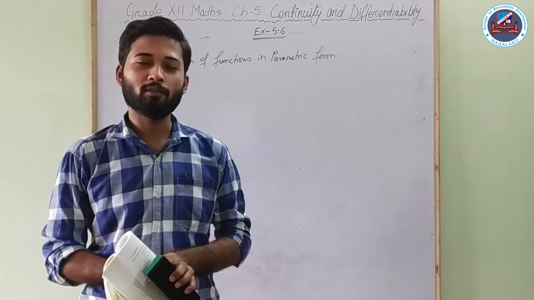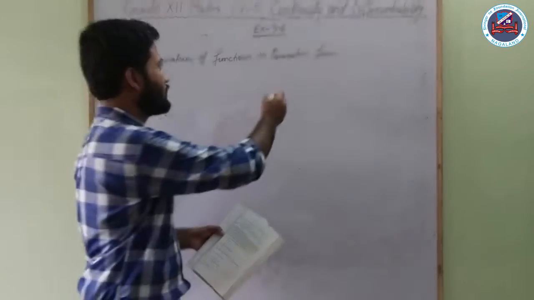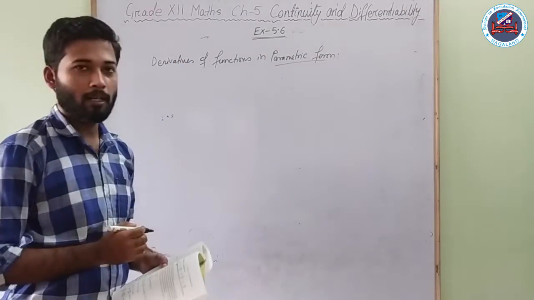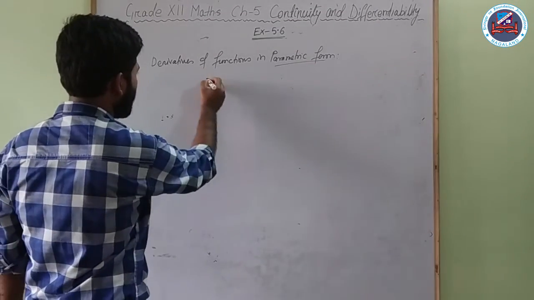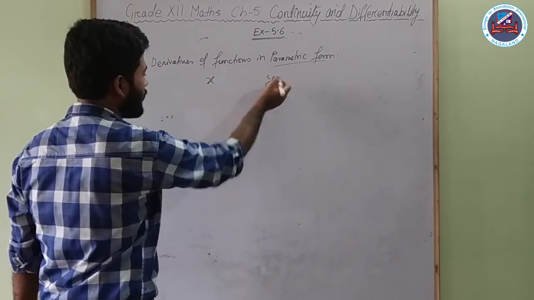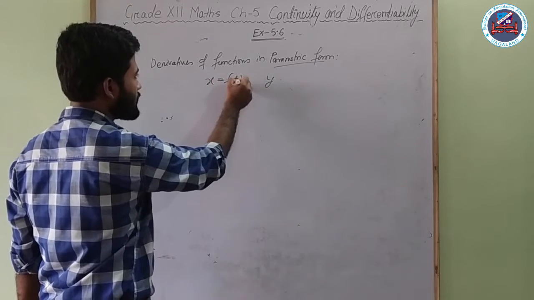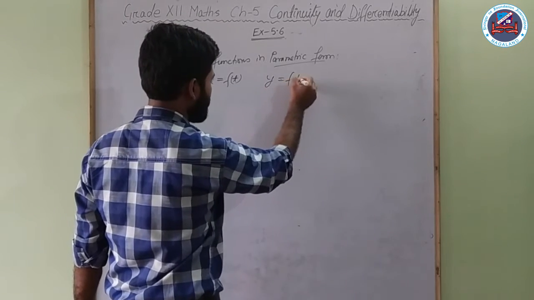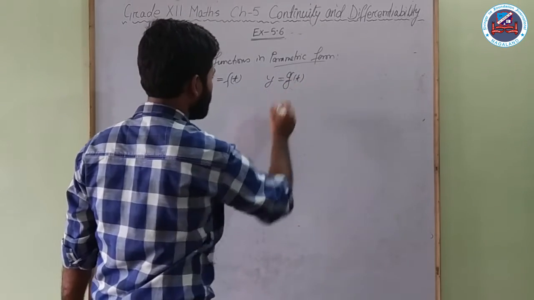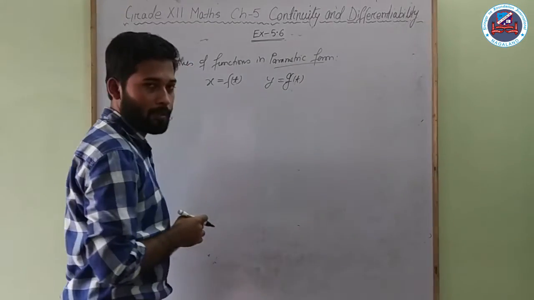So in this video we are going to discuss functions in parametric form. Okay, so what is a parametric form? Like you have variables x, y. If x is expressed in terms of a third variable, say t, and y is expressed in terms of the same variable t, say g(t), then such types of functions are called parametric functions.